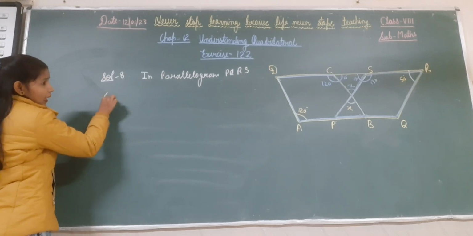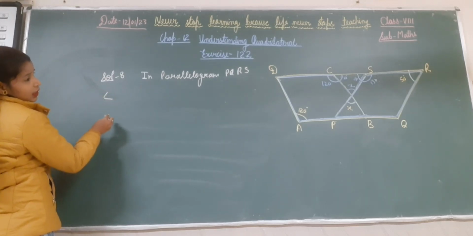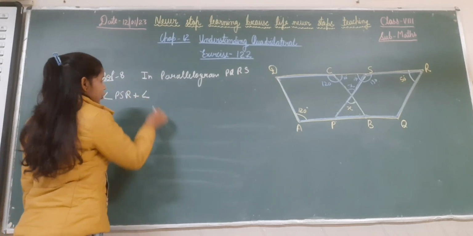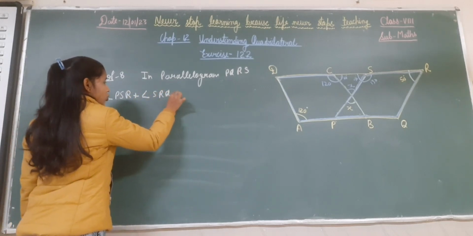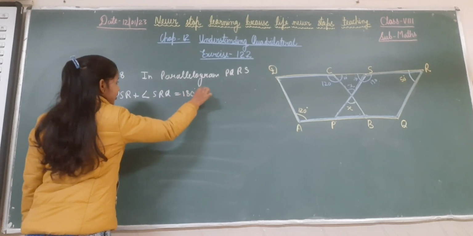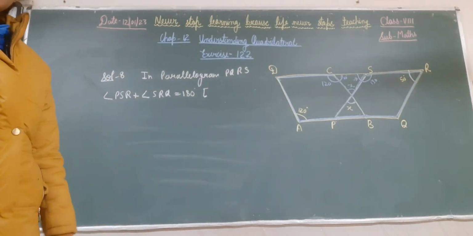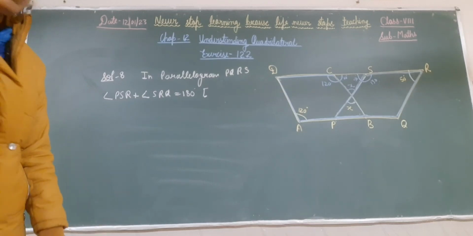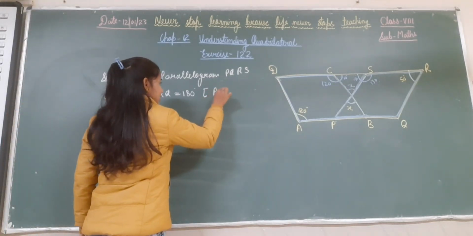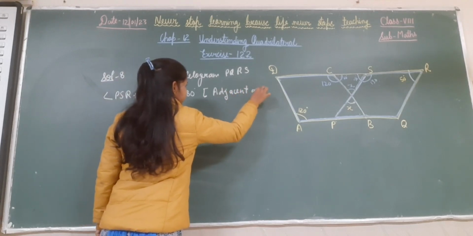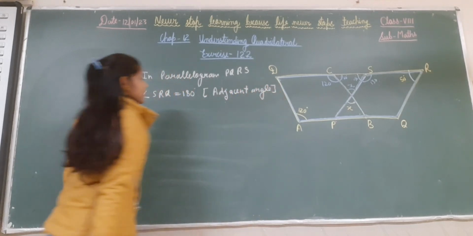Angle PSR plus angle SRQ is equal to 180. Why are these two angles 180? The sum of these two angles is 180 because adjacent angles are supplementary. So write down here adjacent angle. These are adjacent angles.